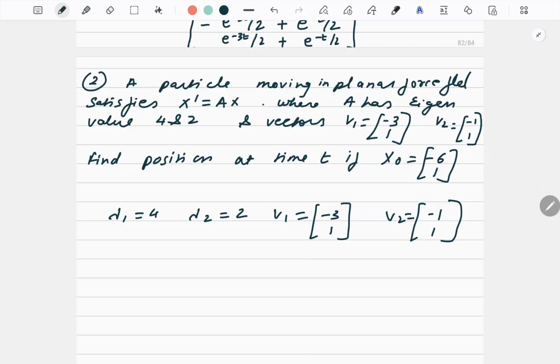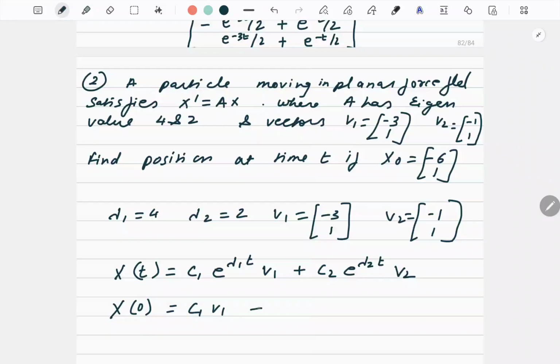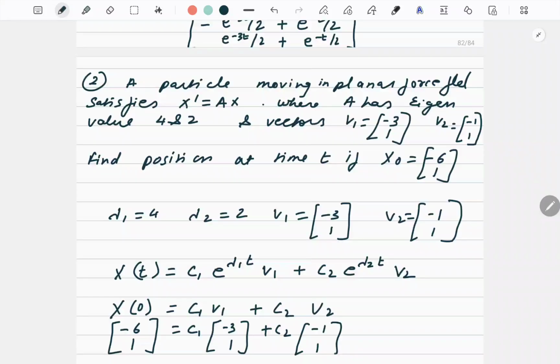Now, we know that what is the solution? Xt solution is equal to C1 e to the power lambda 1 t V1 plus C2 e to the power lambda 2 t V2. Correct? This is the formula. Now, in the beginning, at t is equal to 0, this will become C1 V1 plus C2 V2. Substitute the value. What is x0 value? X0 value given is minus 6, 1 is equal to C1, what is V1? Minus 3, 1 plus C2, what is V2? Minus 1, 1.